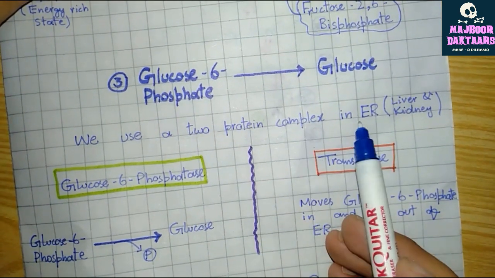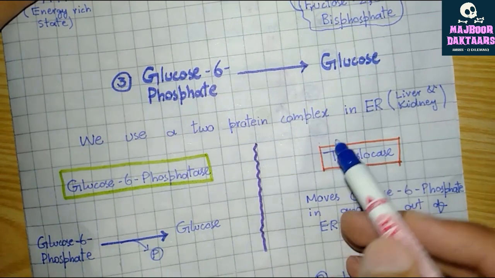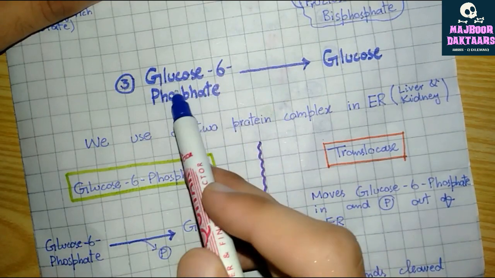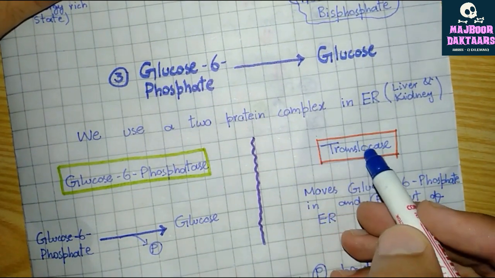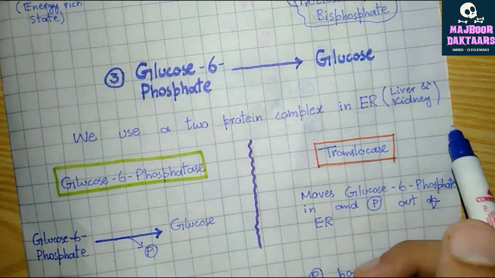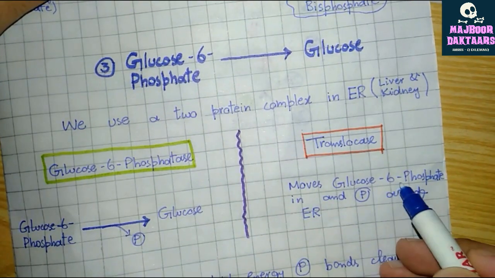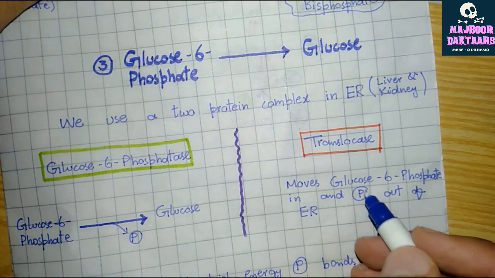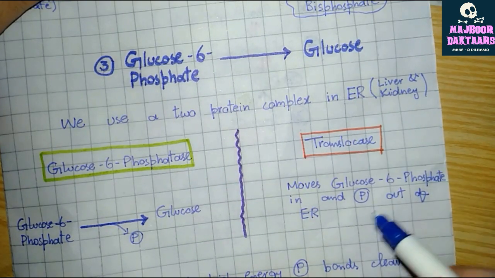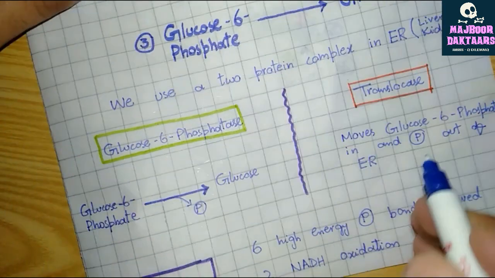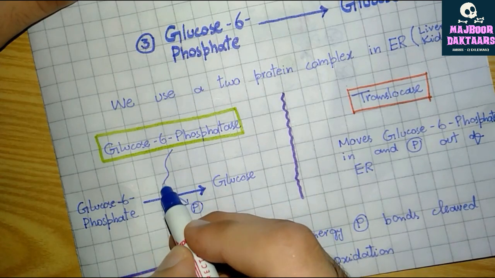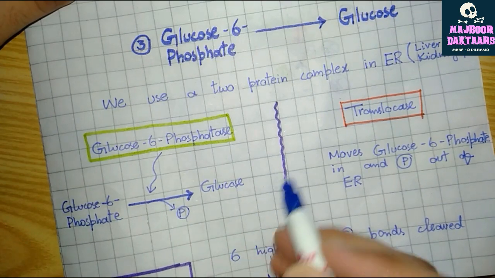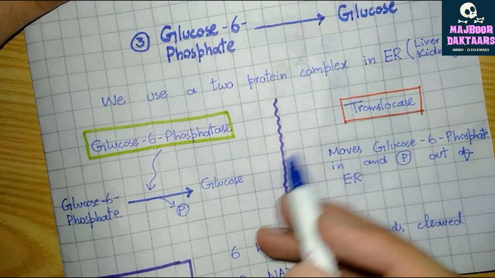Now this 2-protein complex inside the endoplasmic reticulum is glucose 6-phosphatase, which is an enzyme which removes the phosphate from the glucose 6-phosphate, and a translocase which is used for the transfer of glucose 6-phosphate inside the endoplasmic reticulum where the enzyme is present. So this glucose 6-phosphatase acts upon the glucose 6-phosphate and converts it into glucose while the phosphate is removed, which is then moved out of the endoplasmic reticulum by the translocase.